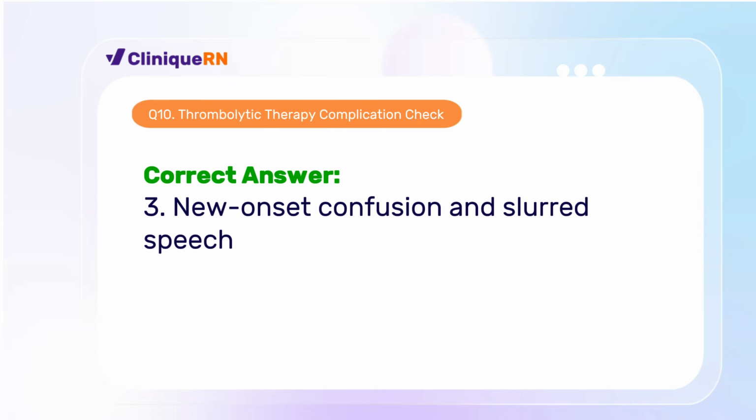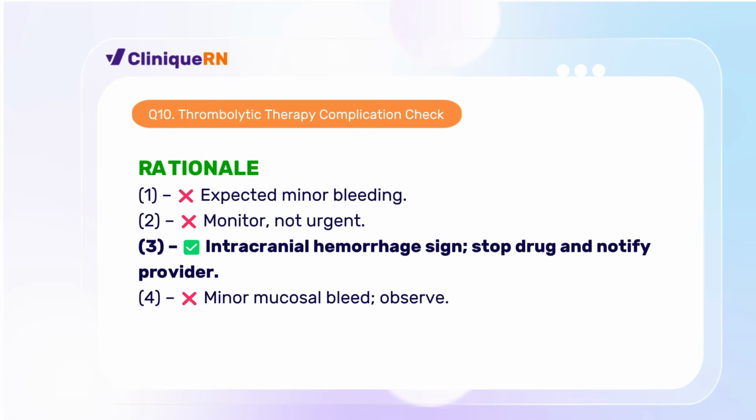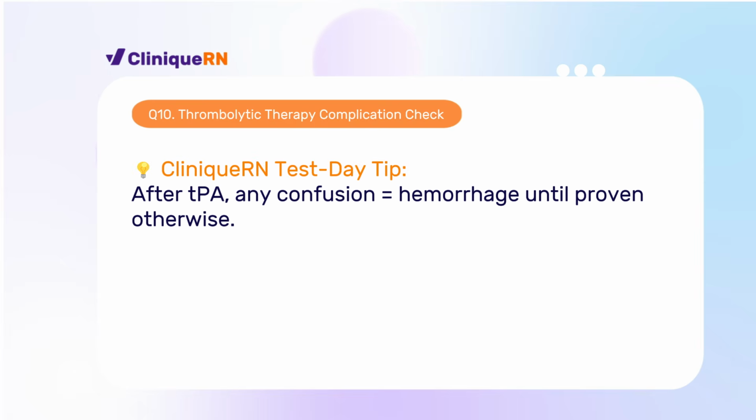The correct answer is 3. New onset confusion and slurred speech. Detailed rationale. 1. Expected minor bleeding. 2. Monitor, not urgent. 3. Intracranial hemorrhage sign. Stop drug and notify provider. 4. Minor mucosal bleed. Observe. CliniqueRN Test-Day tip. After TPA, any confusion means hemorrhage until proven otherwise.